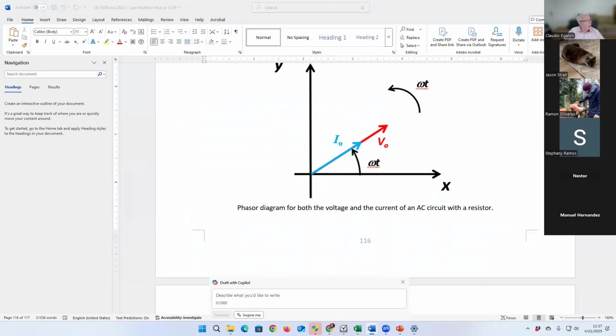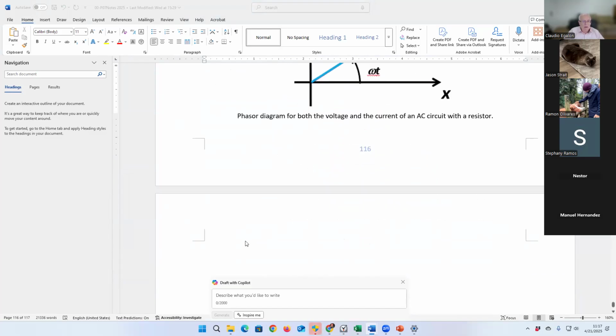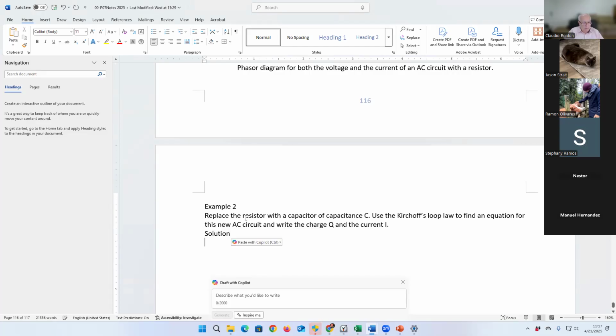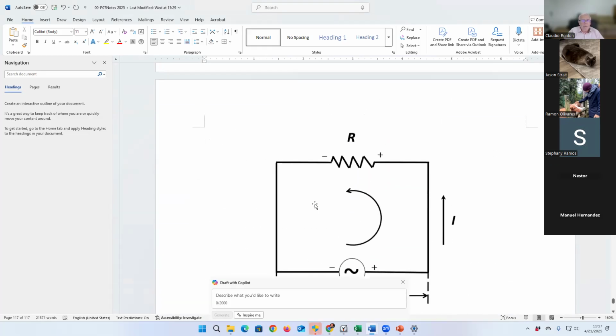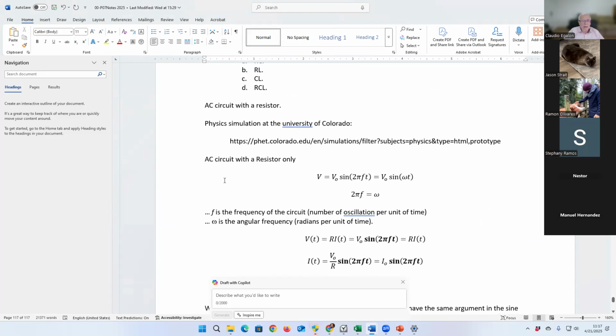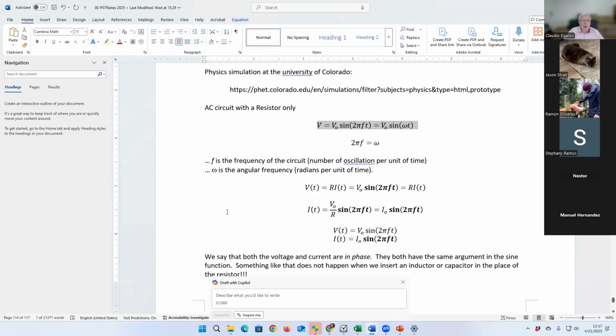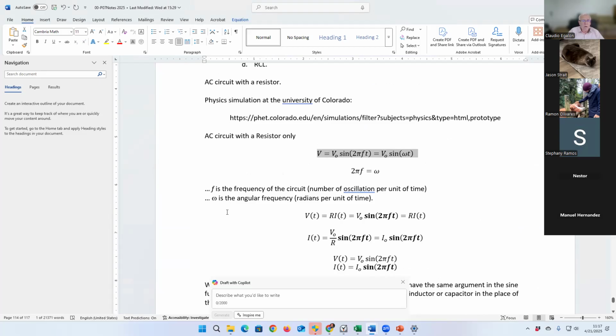And now we're going to replace the resistor with a capacitor. Okay? That's going to be our second example. Replace the resistor with a capacitor or capacitance C. Use Kirchhoff's loop law to find the equation for this new AC circuit. And by the way, that's how I obtained this relationship that you see right in here, by using Kirchhoff's loop law. Okay? That's how you obtain it.